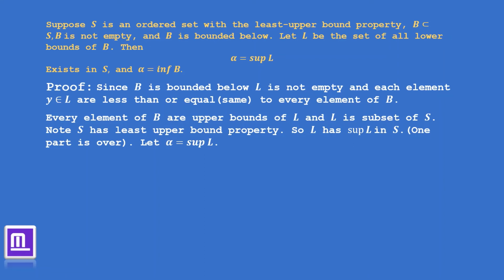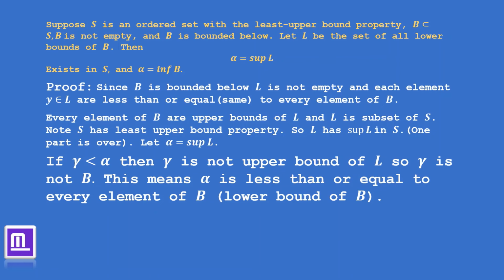What we have to prove? We have to prove that alpha, which is the supremum of L, exists in S. So there exists a supremum. Let us call this alpha. If there exists a gamma which is less than alpha, then gamma is not an upper bound of L. So gamma is not in B. This means alpha is less than or equal to every element of B, so alpha is a lower bound of B.